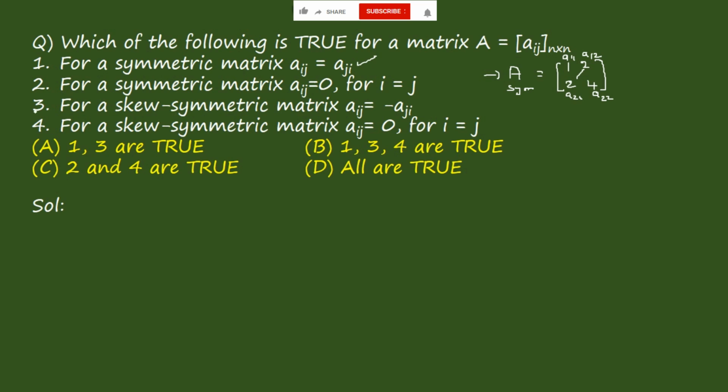Come to the second one. For a symmetric matrix, A of ij is equal to 0 for i equal to j. You consider this one, A11 and A12, they are not zeros. So this does not satisfy. Come to the third one.